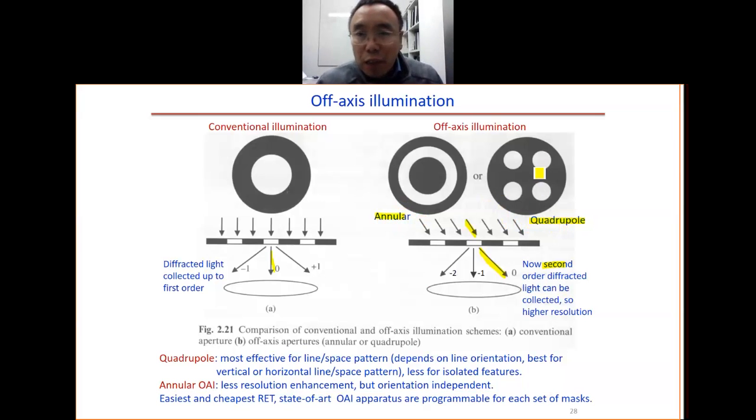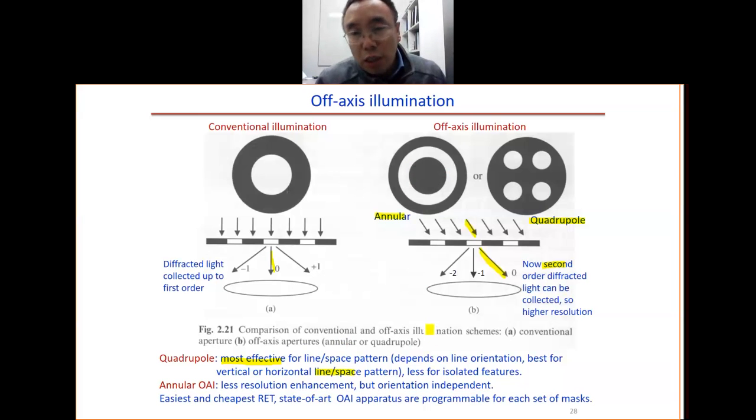You can imagine for the case of the quadruple, it is most effective for vertical or horizontal line and space patterns. A line and space pattern is the same as the line array or grating. So we call it a grating. It's good for vertical or horizontal grating patterns. But this one is symmetric. This one has less resolution enhancement, but it is orientation independent.